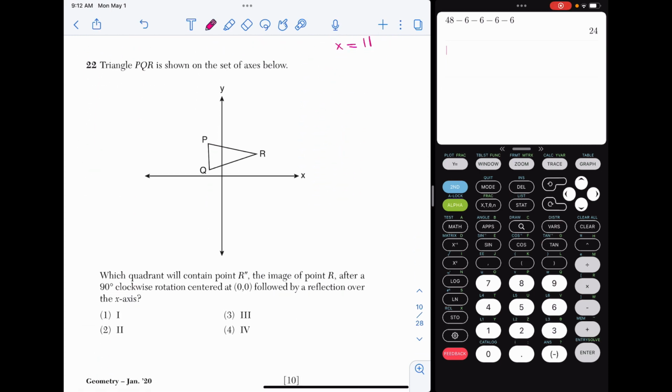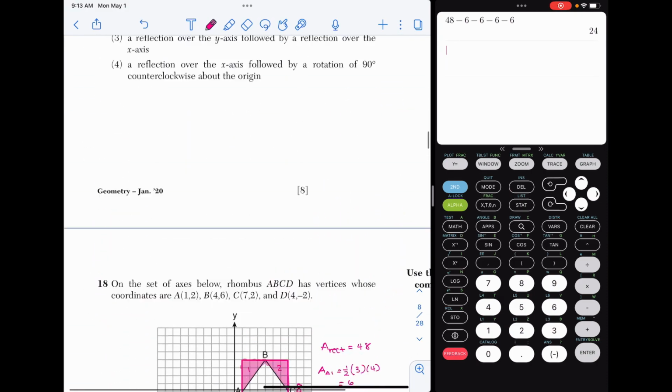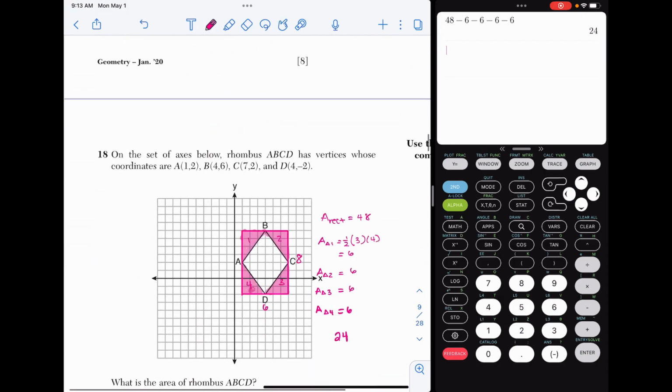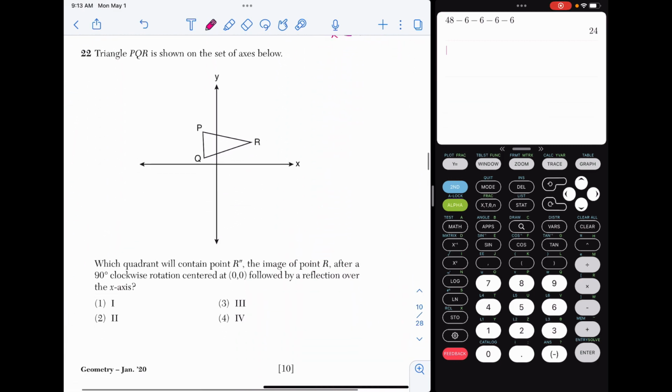22. Triangle PQR is shown on the set of axes below. Which quadrant will contain point R double prime, the image of R, after a 90 degrees clockwise rotation centered at 0, 0, followed by a reflection over the x-axis? This reminds me of the question we saw before. It was 17, where you could work with this graphically, or if you are good at memorizing rules, you can memorize your shortcut rules. So let's make up a point for R.